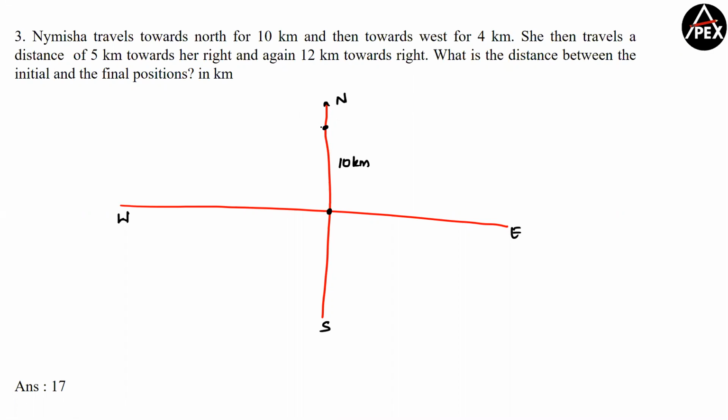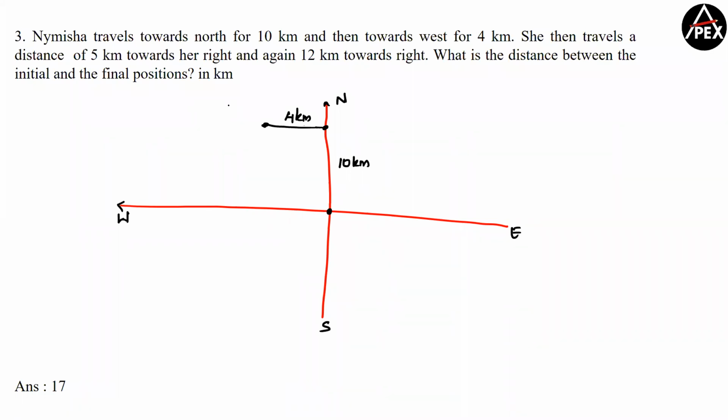So she moved towards west from this point for a distance of 4 kilometers. So let that be the point. So this will be 4 kilometers. She then travels a distance of 5 kilometers towards her right. So now she is facing west.